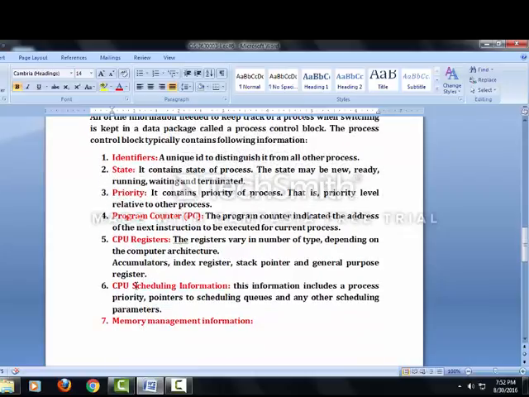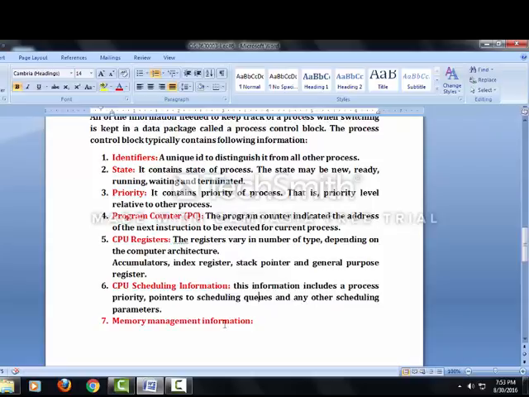CPU scheduling information. This information includes the process priority, as I told you, the pointer to scheduling queues, and any other scheduling parameters. So what kind of scheduling we are applying to the process will be maintained in the PCB. Maybe we are applying FCFS, or we want to execute the process in shortest job first manner, or SRTN, shortest remaining time next. It doesn't matter what kind of scheduling algorithm we apply to the process, it will be taken care of by the PCB.